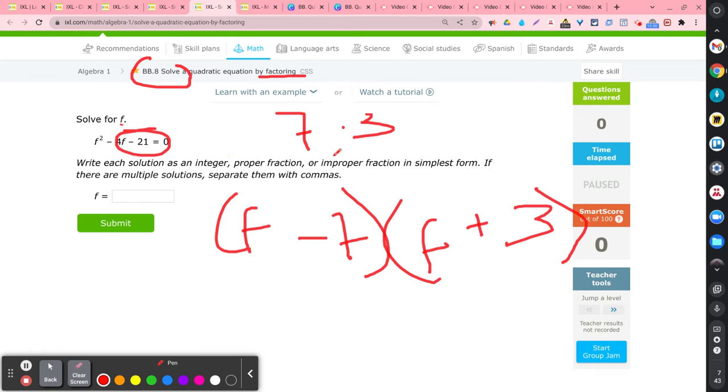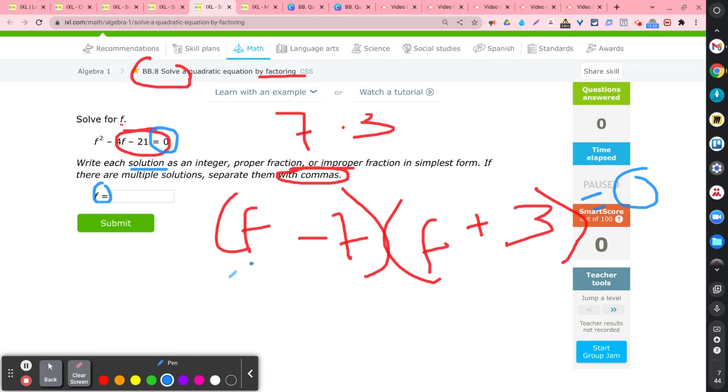Write each solution to your protection. Simply, if there are multiple solutions, separate them by commas. Okay, they're asking us to separate the answers by comma. So you've already been doing factoring, so this is not the answer. They're asking you for the solutions. So they're asking you, what does f equal for this whole thing to be equal to 0? So it's almost like these two parentheses are equal to 0.